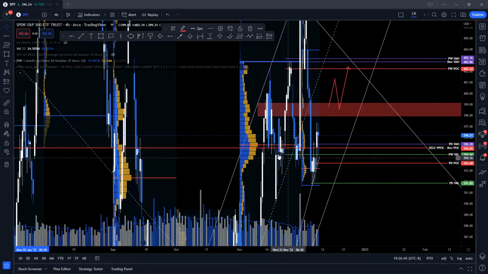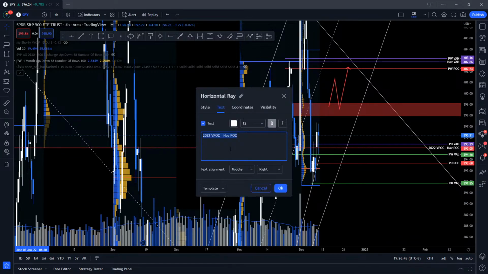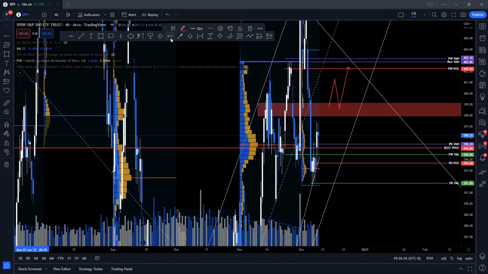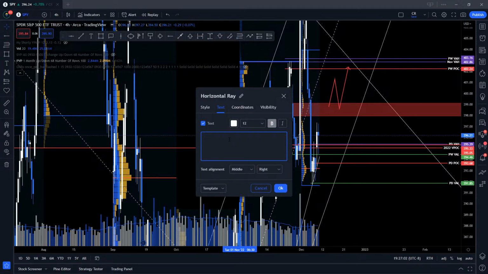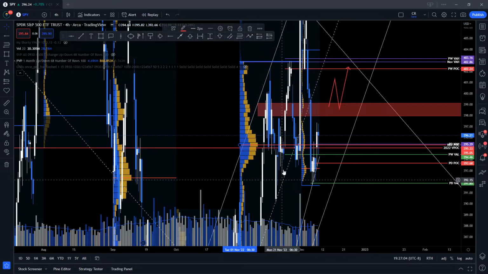Sometimes when I have two levels that are really close, I'll just make it one level. But I don't think this is quite as close as I thought it was when I did it. So it could also be that I charted it at the end of November, I don't remember, or close to the end of November, and it shifted since then.